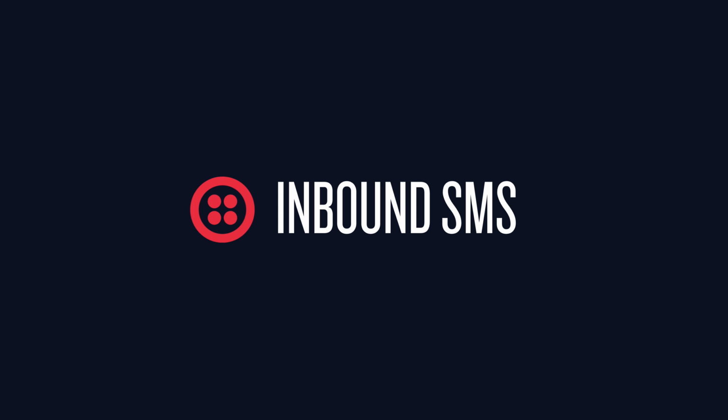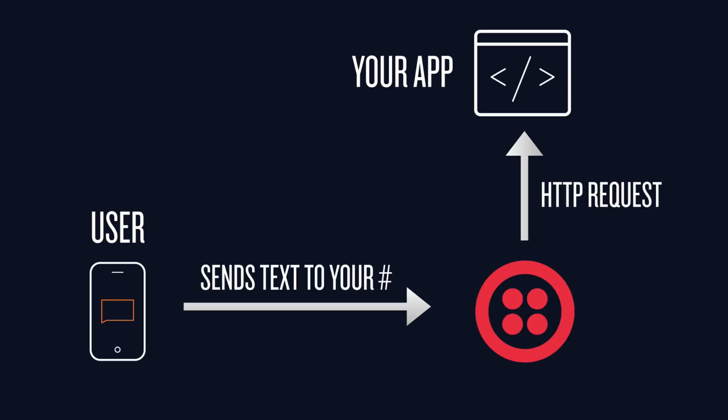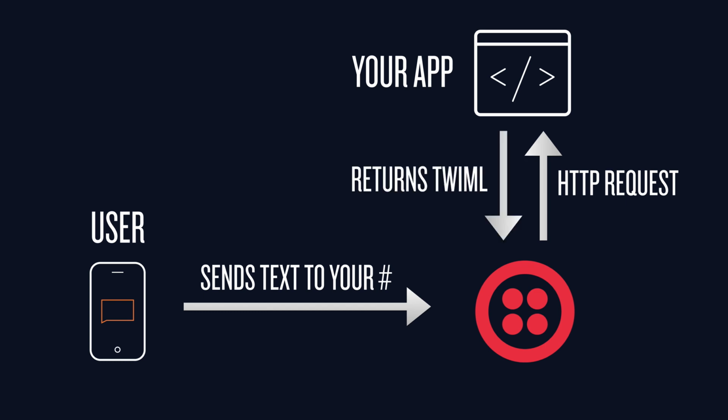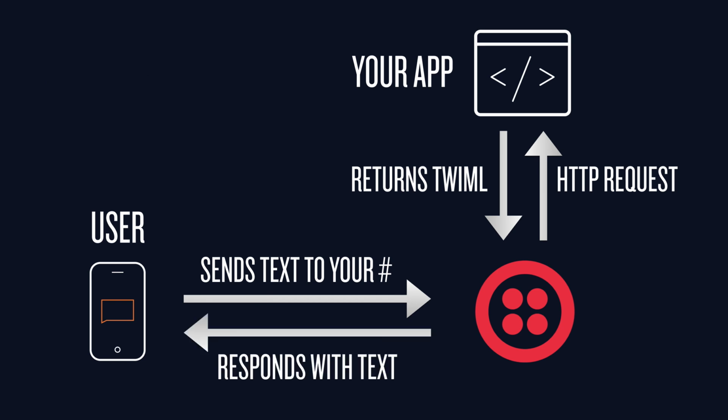Now let's talk about inbound SMS. A user sends a text message to your Twilio phone number. Twilio makes an HTTP request to your app, and your app returns some instructions in the form of something called TwiML. If the TwiML looks like this, then Twilio sends a text message back to the user's phone. Let's write the code to make that happen.